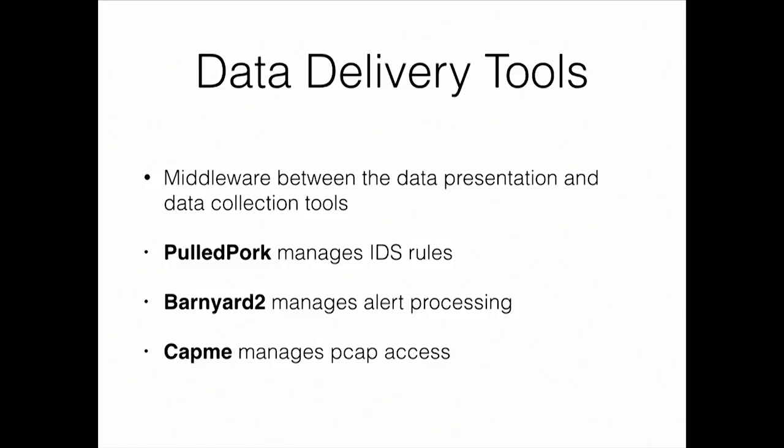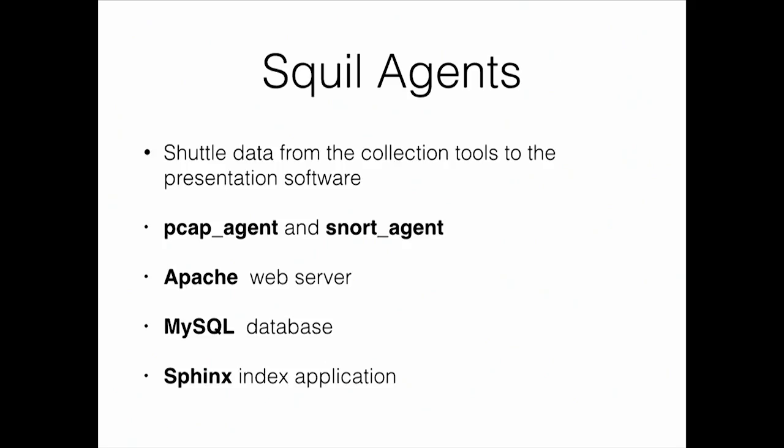Again, we'll play with them in the future, but these are all tools that sit between the collector and the displayer. All right, and then there's SGUIL, which I'm going to find out what it is, but I assume it's probably pronounced Squil, but I don't know. These are agents used by SGUIL to collect the data: PCAP agent, Snort agent, and then it moves it to tools that we might be more familiar with, like Apache Web Server, MySQL Database, and Sphinx Indexer, which I've never used, but it's running. You'll see it, it's running on Security Onion. So we'll play with some of these things, and you see the large suite of tools used by the open source community to do all this stuff.